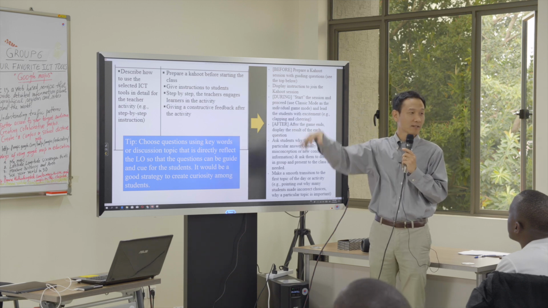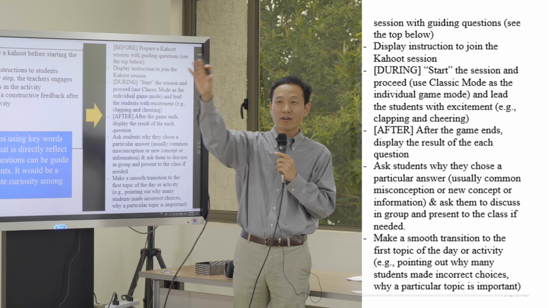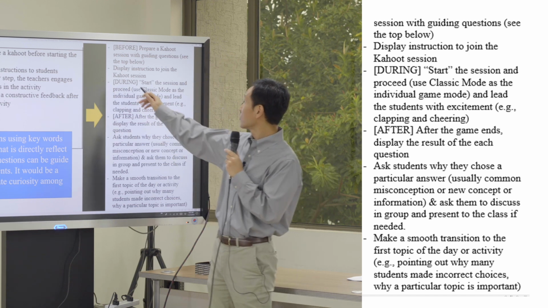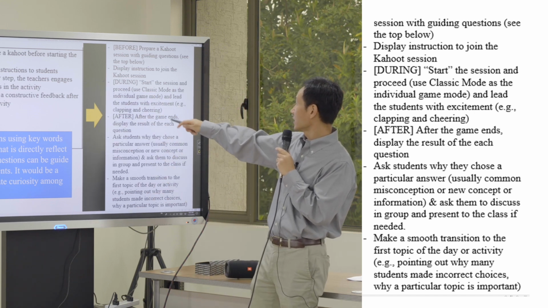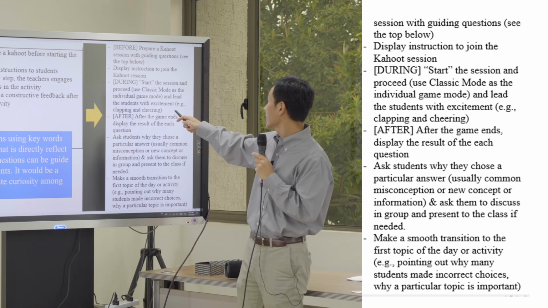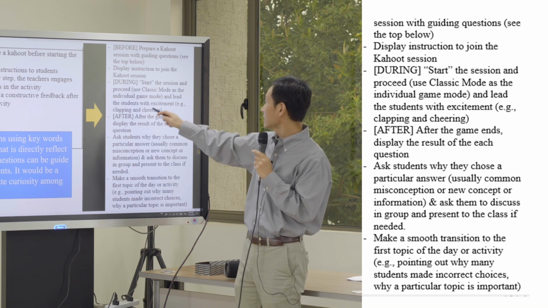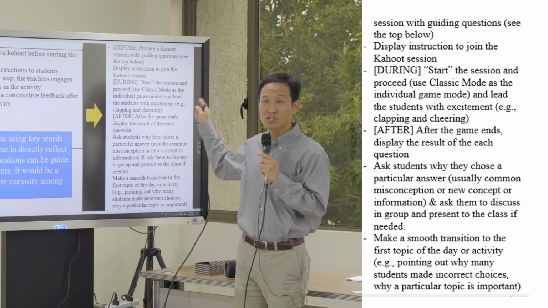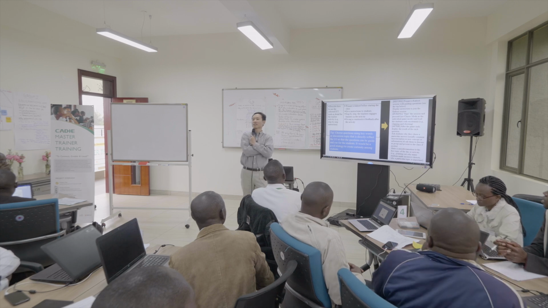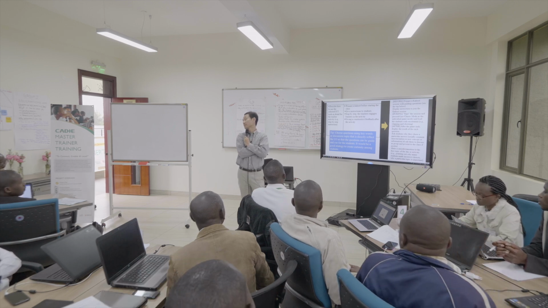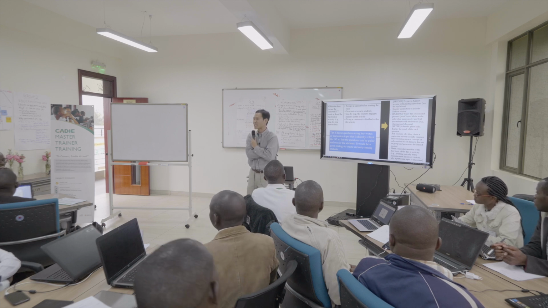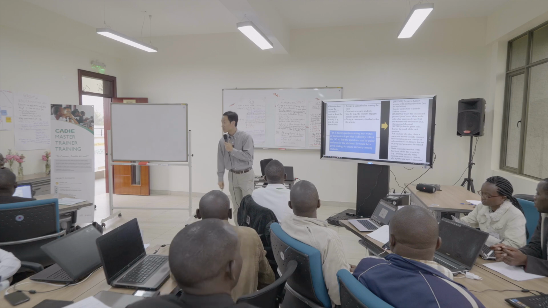The instructions screen, right? Pin number and join the KOICA, and so on, and the music's on. Yeah, something like that. Start the session and proceed. Use classic mode. Very specific, isn't it? It's for individual game mode. And lead the students with excitement. This is important. You cannot just click the button and then stay static like that, with indifference, like you don't care much about what they're doing. And then they're not going to get excited. You should be excited first.